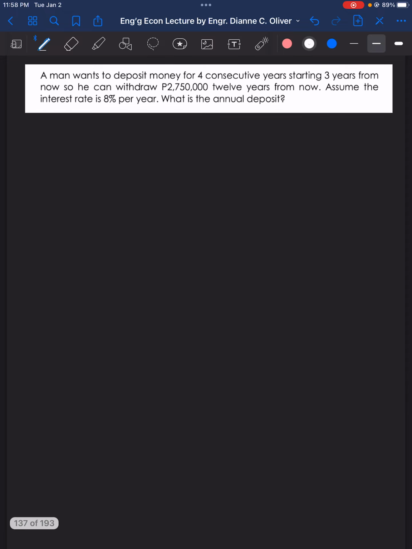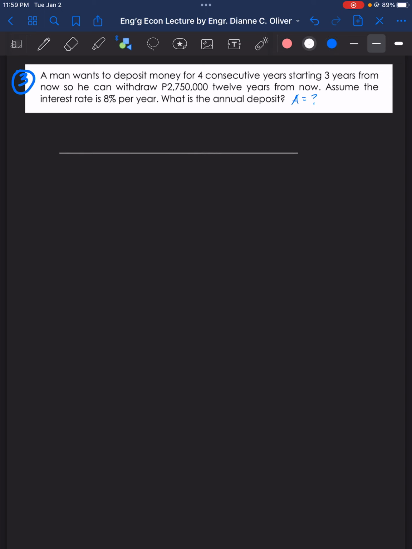Now let's go to the problem number 3. A man wants to deposit money for 4 consecutive years starting 3 years from now, so he can withdraw 2,750,000 pesos 12 years from now. Assume the interest rate is 8% per year. What is the annual deposit? So it's asking for the value of A.